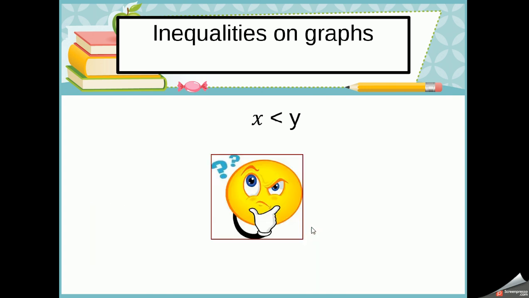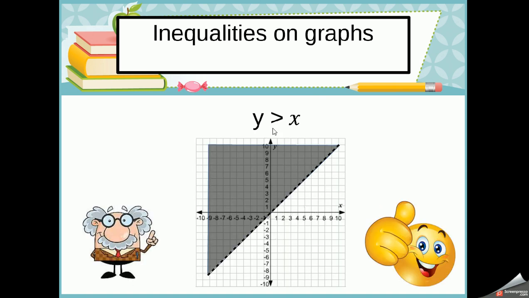And unsurprisingly then, when we do the reverse, y is greater than x, we shade in above the line that we've drawn, with a dotted line. And that's all there is to drawing inequalities on graphs.